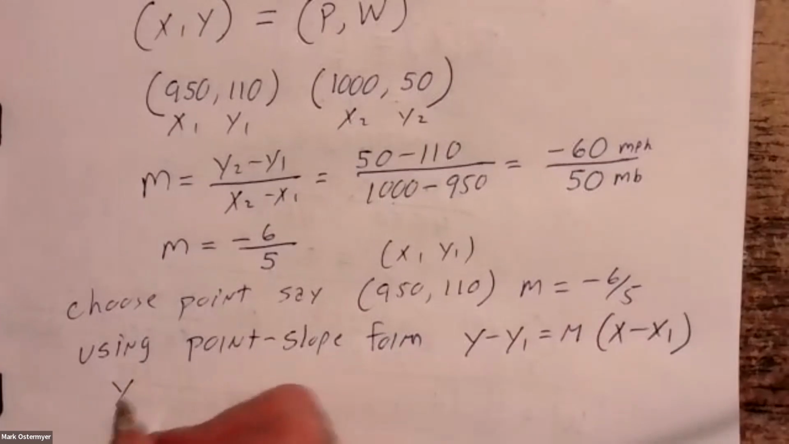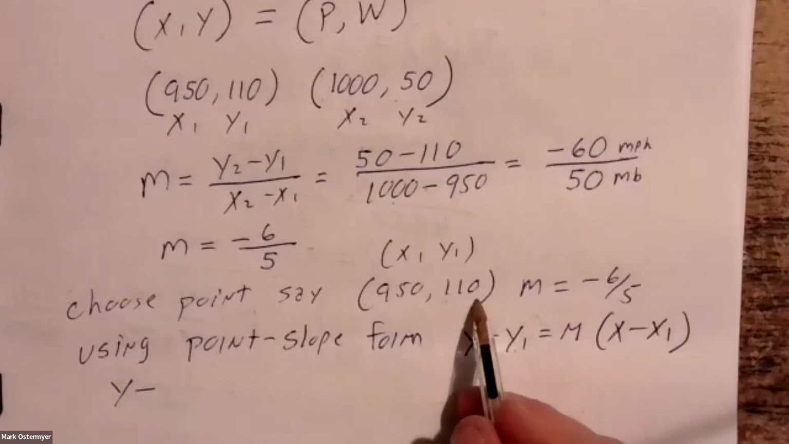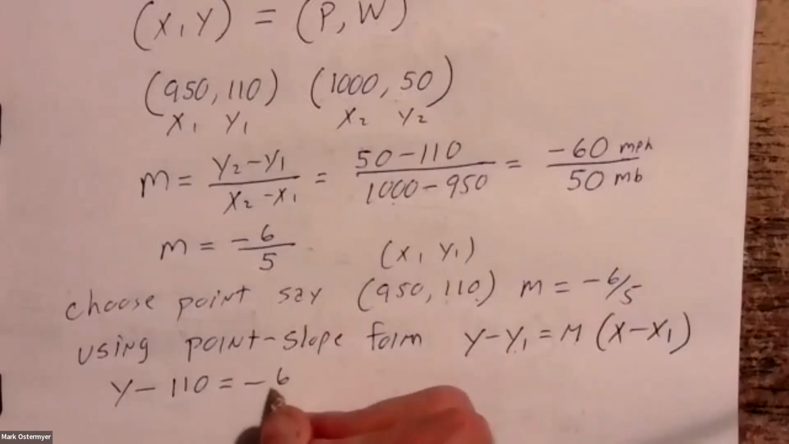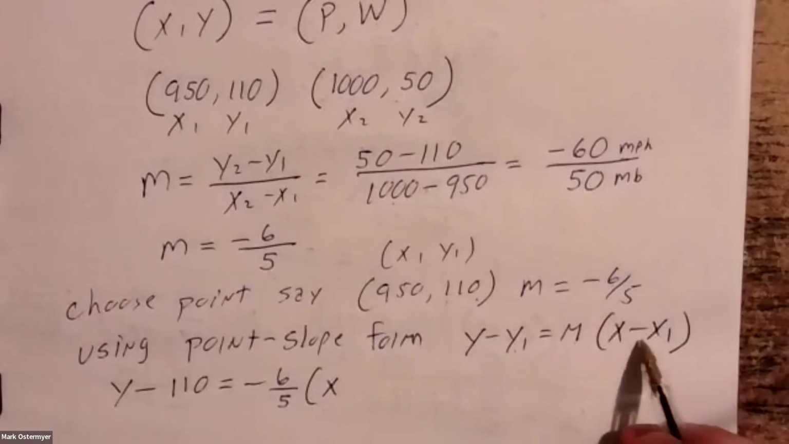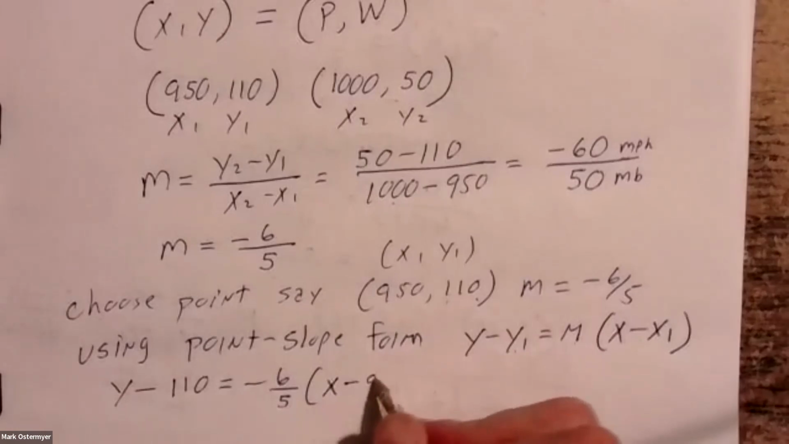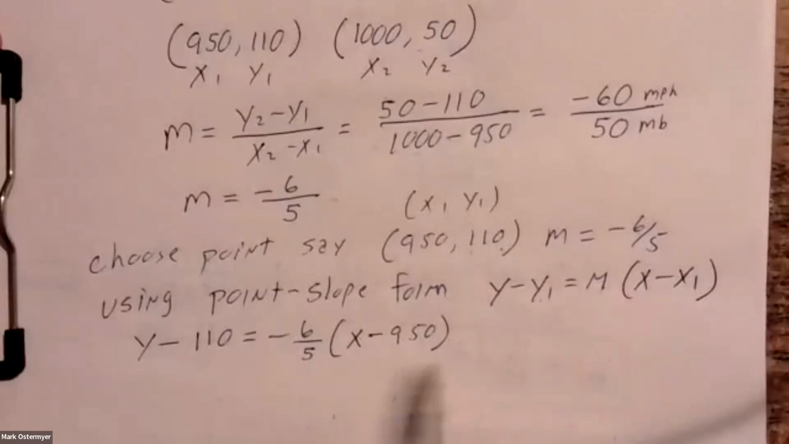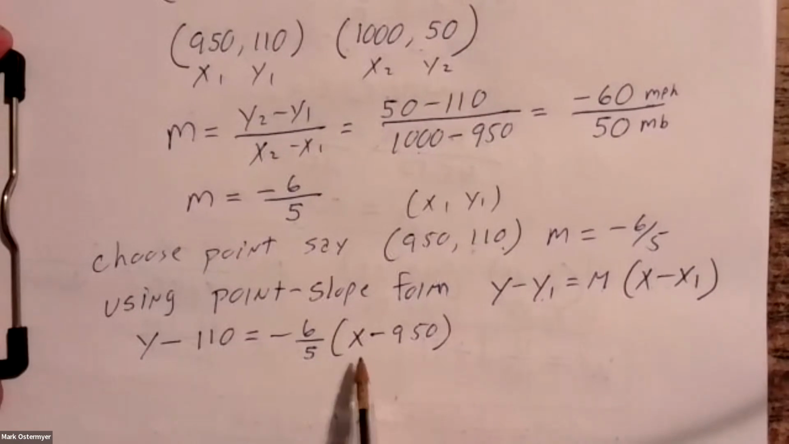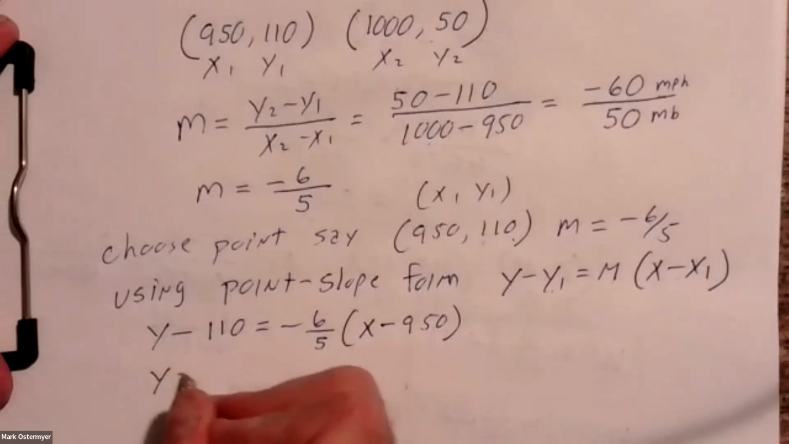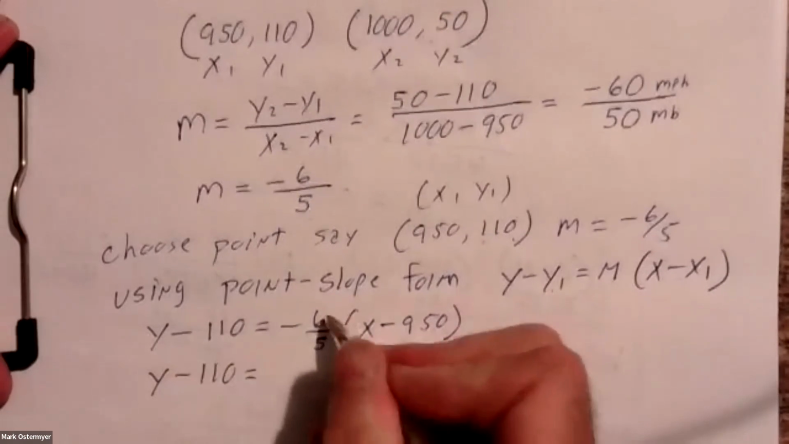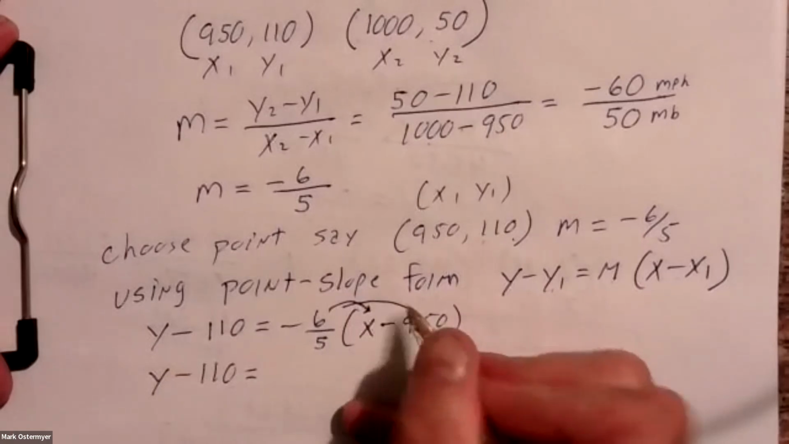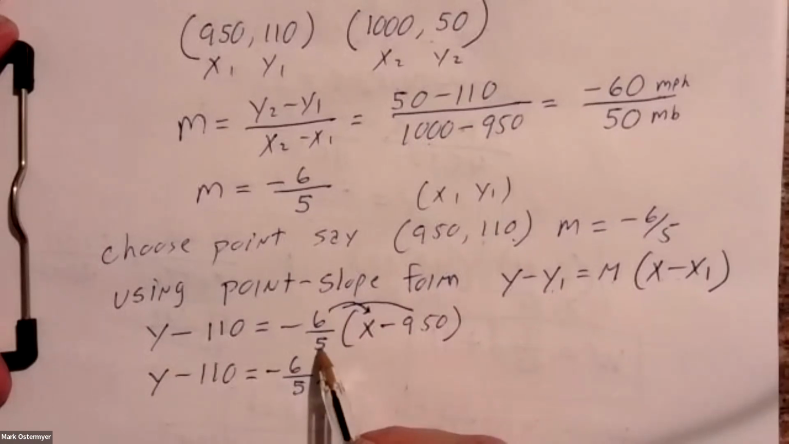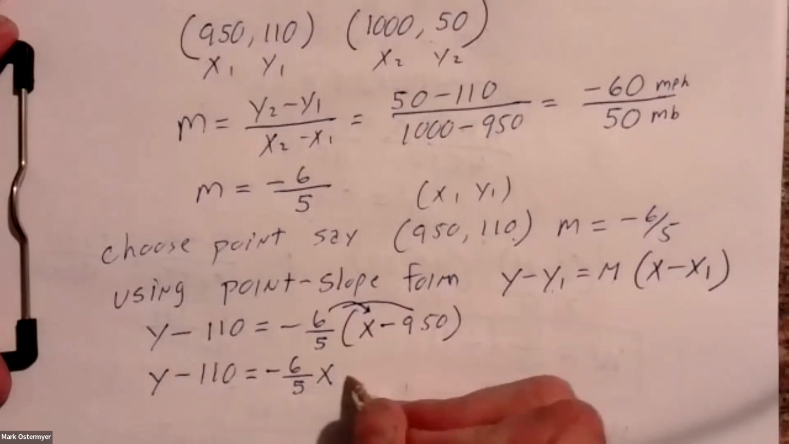So my equation is going to be y minus y1. y1 is going to be 110 equal to my slope, which is -6/5, times quantity x minus x1. x1 is 950. And there we go. Now, if you want to get this in the slope-intercept form, because this is called point slope form, all you got to do is solve for y. So here we go. I'm going to get this in the slope-intercept form. First, I'm going to distribute the -6/5 inside the parentheses here. So we got -6/5 x. And what's -6/5 times -950?